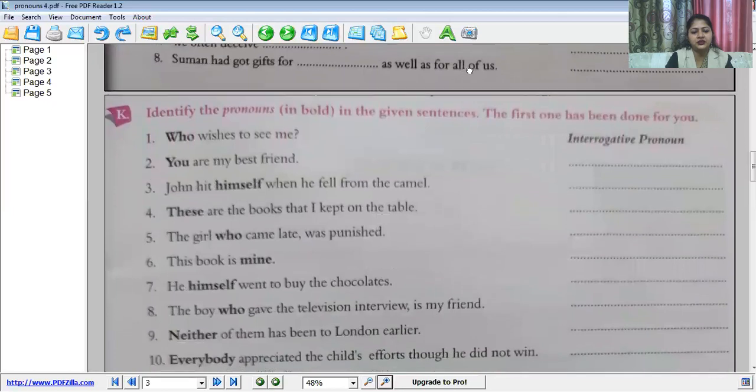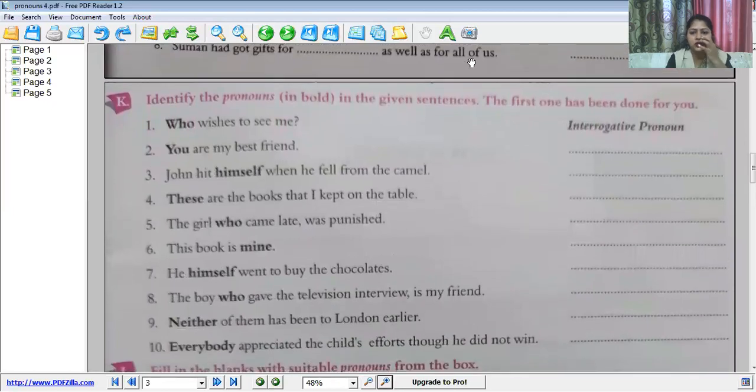Now, already the pronouns are highlighted in bold and you have to state their kind. Okay, the first one has been done for you. Who wishes to see me? Who is an interrogative pronoun. Let's see the next one. You are my best friend. Okay, so you is personal pronoun.